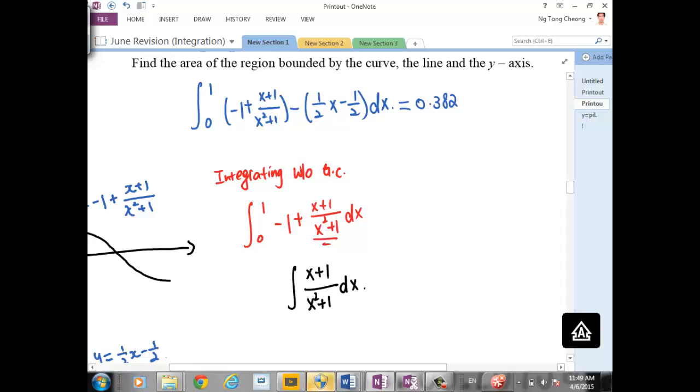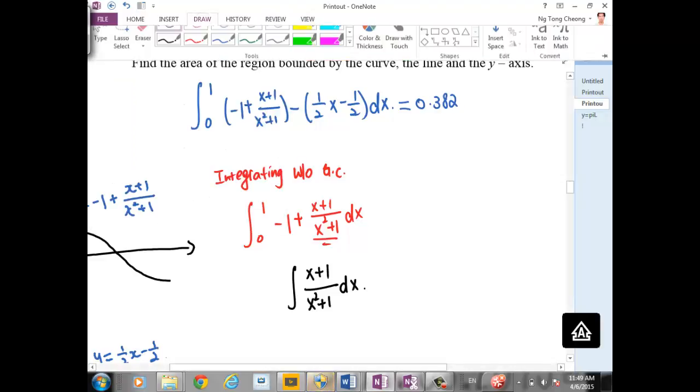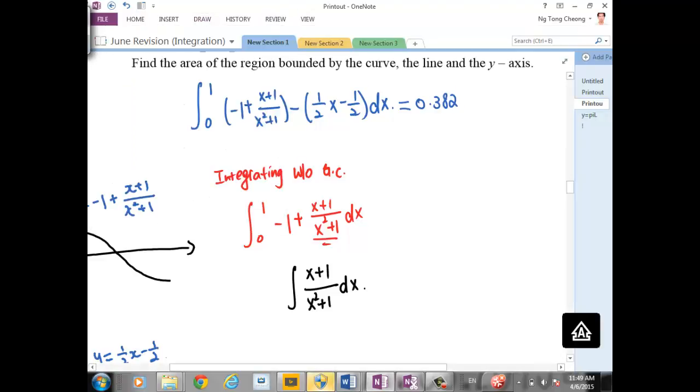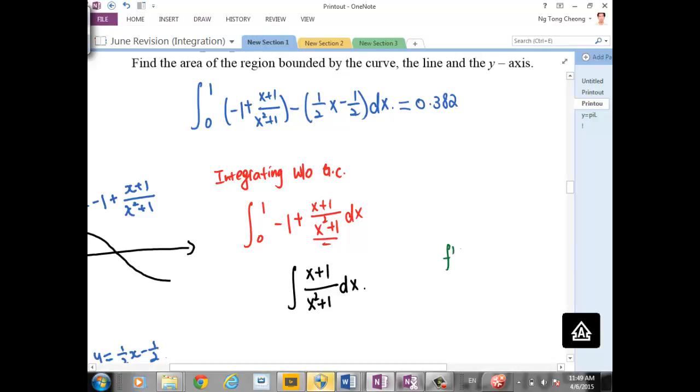So first ask yourself, is it a proper or improper function? My numerator, the highest power is x, my denominator is x squared. So there's no need for me to do long division or anything. Then the second question is, like what Mr. says just now, there's a few forms that we can actually prove. So one of them is, does it actually look like this form?